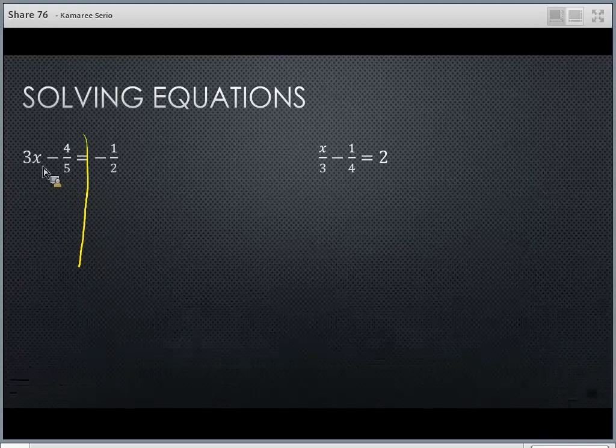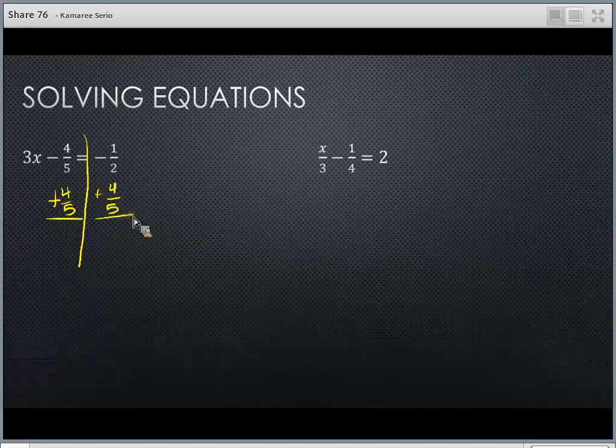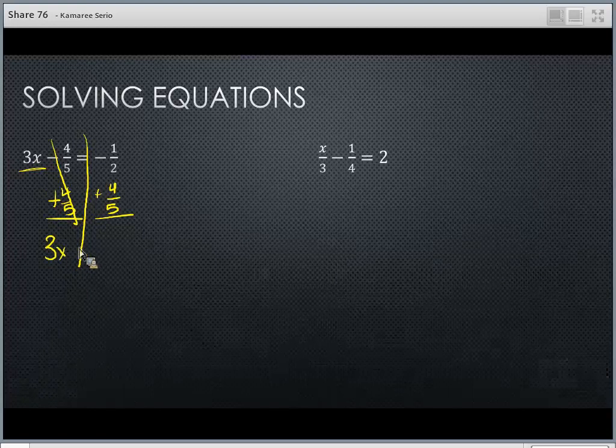Okay, so I have 3x minus 4/5 equals negative 1/2. So to get rid of this minus 4/5, I need to add 4/5. Since I added 4/5 here, I need to add 4/5 here. So these are going to cancel, and I'm left with just 3x. So I have 3x is equal to this over here.